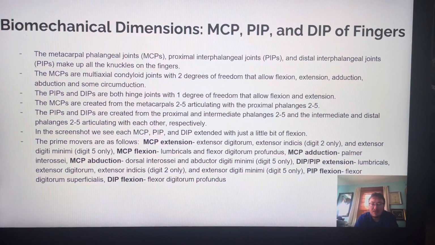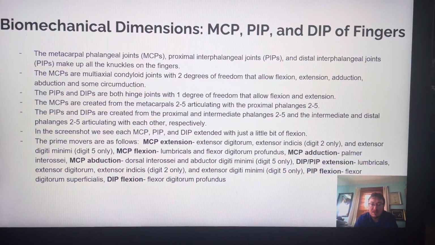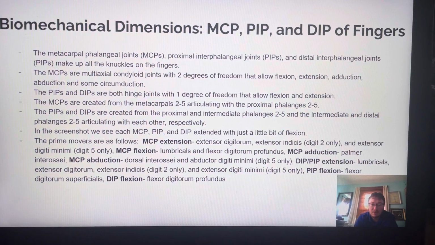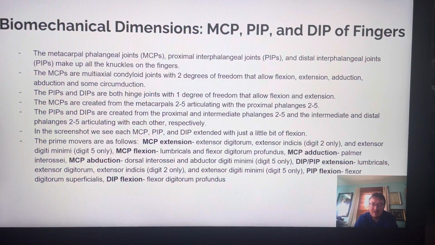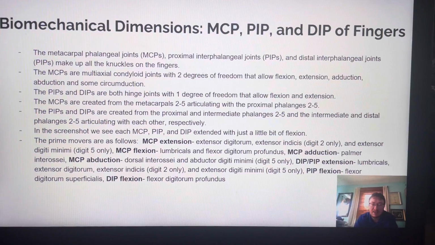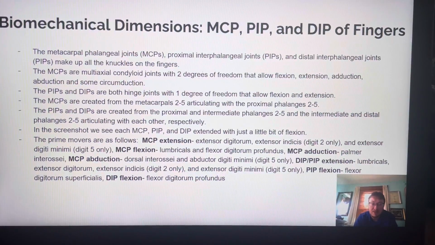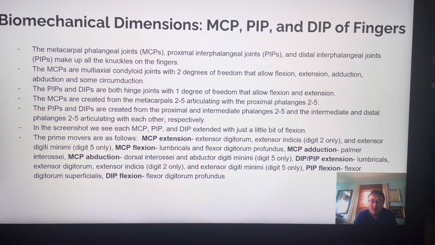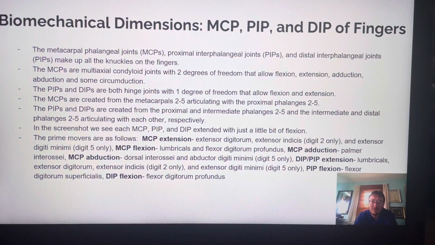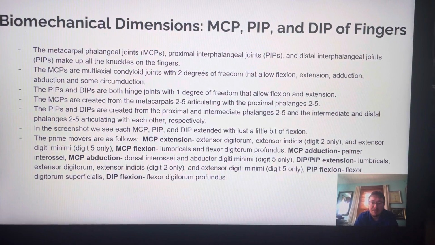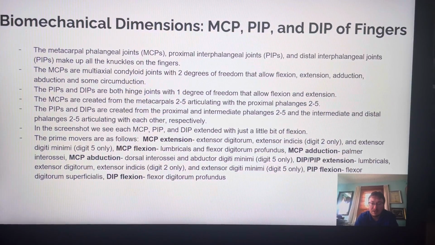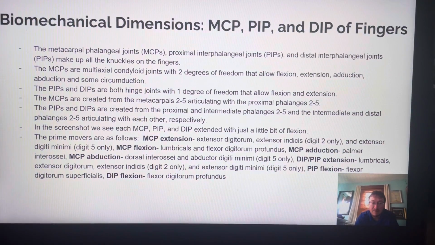The prime movers for MCP extension is going to be your extensor digitorum for all 4 of them, your extensor indicis for your 2nd digit only, and extensor digiti minimi for your 5th digit only. The MCP flexion is going to be your lumbricals and flexor digitorum profundus. Your MCP adduction, bringing all the fingers towards the 3rd digit, is going to be your palmar interossei.